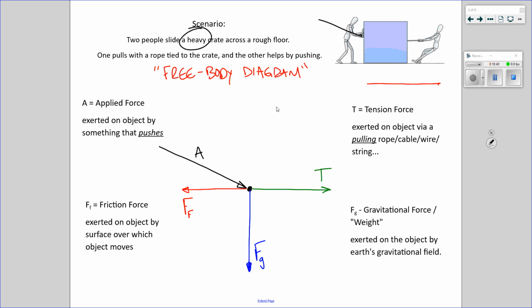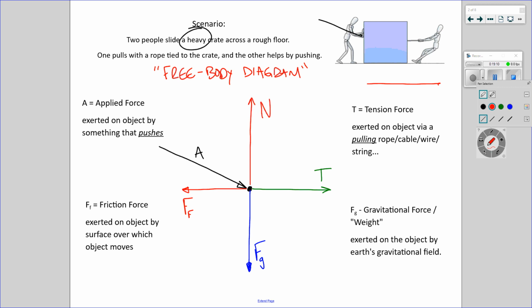Here's the other thing. Look at this. We've got a downward gravitational force, and a component of this applied force that points downward. That says this thing would accelerate downward, but it doesn't. It's on the floor. It doesn't accelerate downward because the floor pushes it upward. So there is a force.